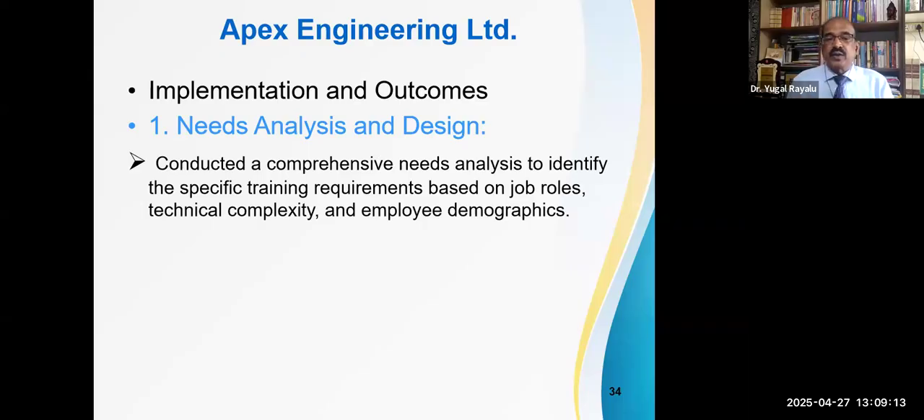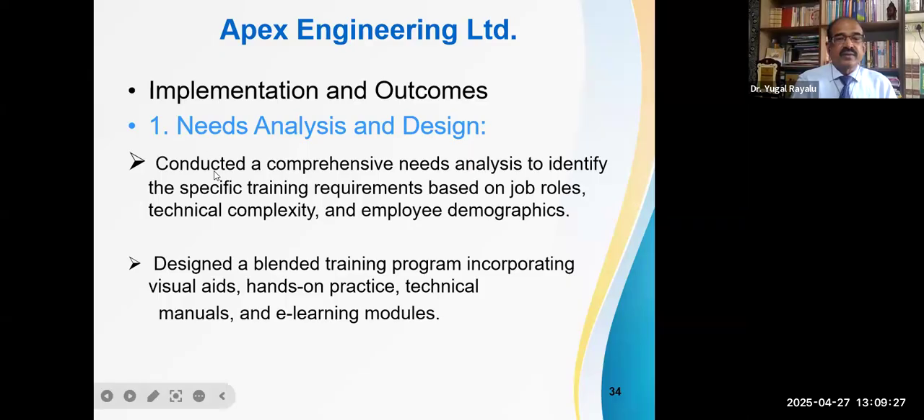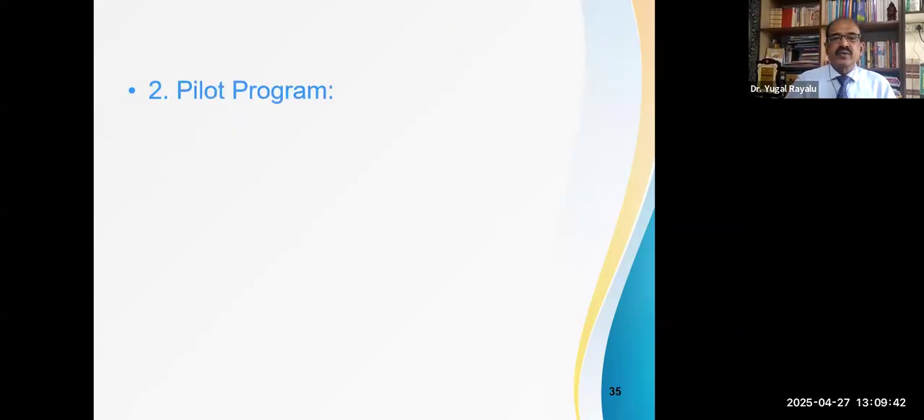So we are trying to understand employee demographics also. Designed a blended training program incorporating visual aids, hands-on practice, and technical manuals and e-learning manuals. This comes from here, the comprehensive needs analysis to identify the specific training requirements. It comes from there. So how do we blend training programs incorporating visual aids, hands-on practice, and technical manuals?